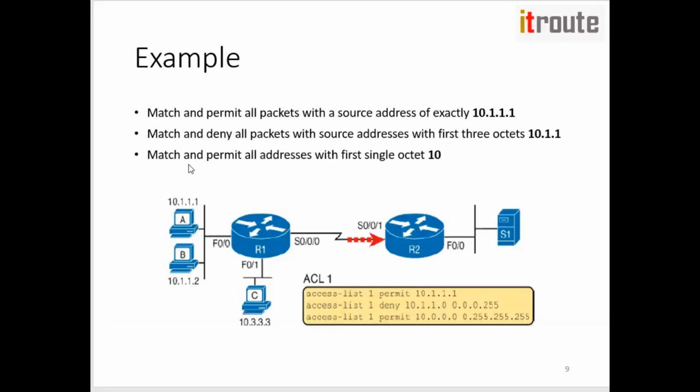The third one: match and permit all addresses with first single octet 10. So access list 1 permit, what do you want to permit? Anything with 10. So 10.0.0.0. Even if you put 10.5.3.1 or something, the router will ignore those 3 blocks, because the router will check only the octet corresponding to the 0, but the other 3 octets it will not compare. It will ignore them. Okay, so those are the 3 different examples, just showing how we configure the access control list inside the router.